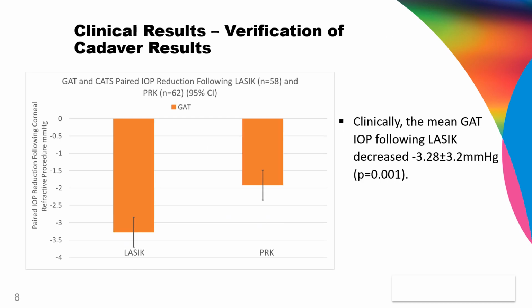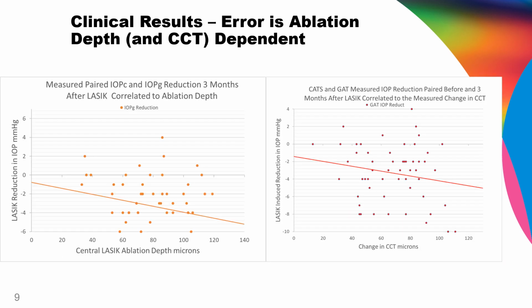The clinical comparison before and after LASIK indicated a sustained significant IOP drop following LASIK, similar to the cadaver differential between normal and LASIK treated eyes. Separately, PRK was examined and showed a lesser drop in IOP. Furthermore, the clinical study suggested a tendency to increased IOP drop with increasing ablation depth and an increased change in central corneal thickness.